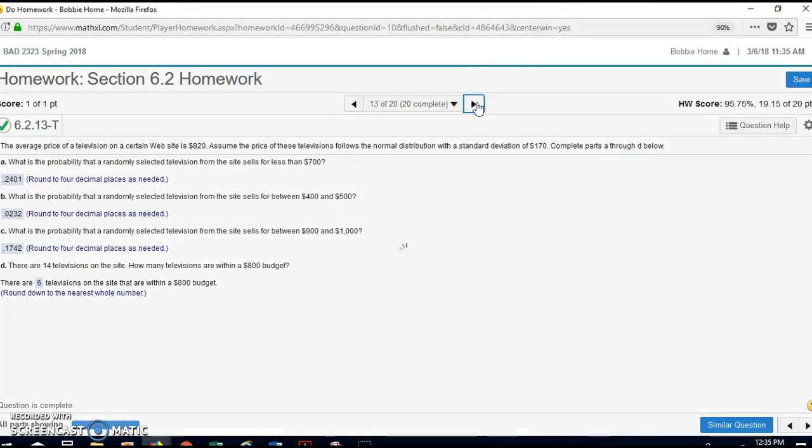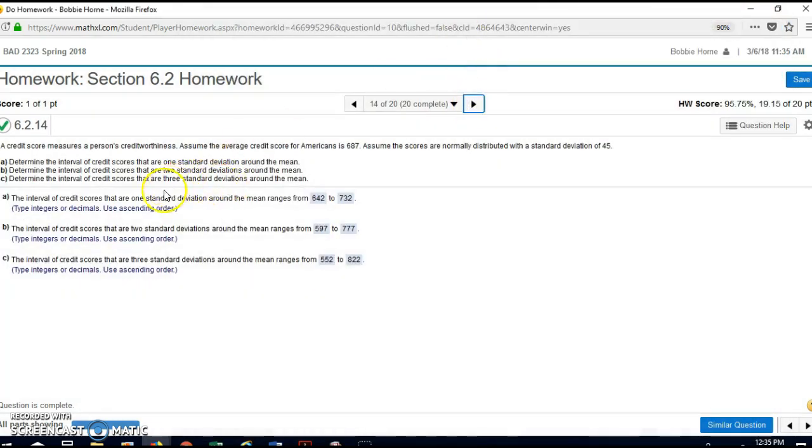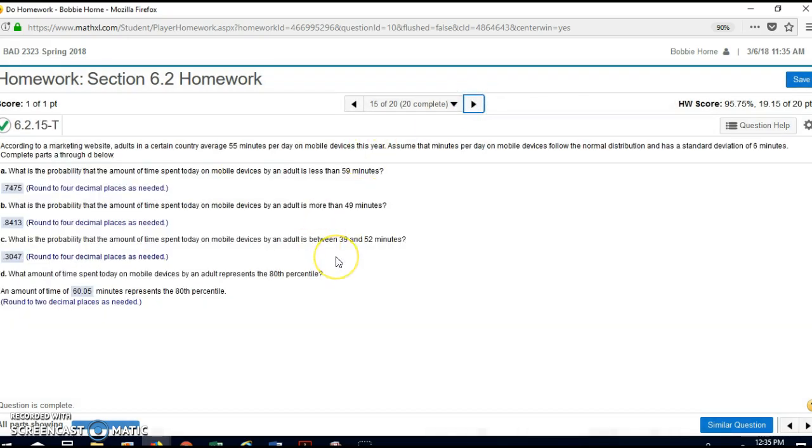Okay, number 14, interval scores is the same thing. Remember, 687, add 45, subtract 45. Two standard deviations, 45 times 2, so add 90, subtract 90 from the mean. And then 3 standard deviations would be 135, add 135 to this number and subtract 135 from that number.